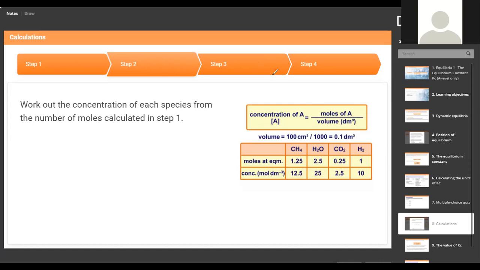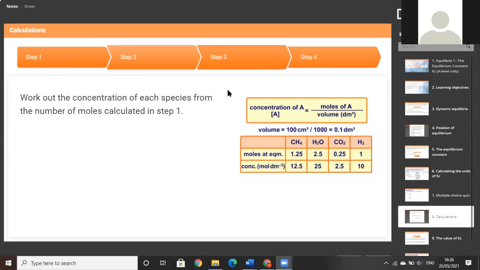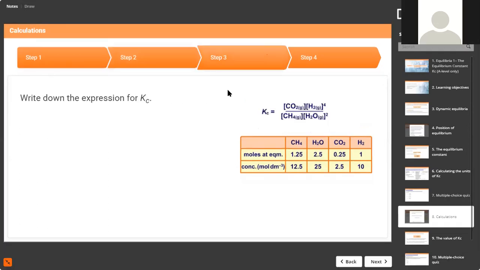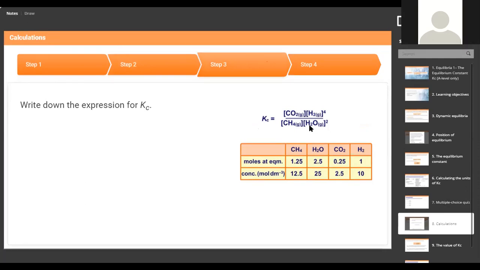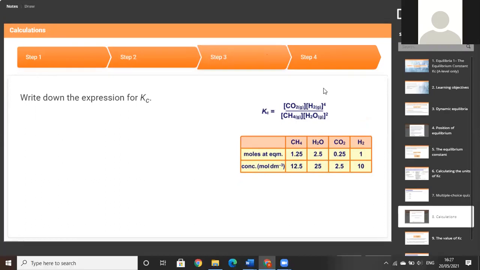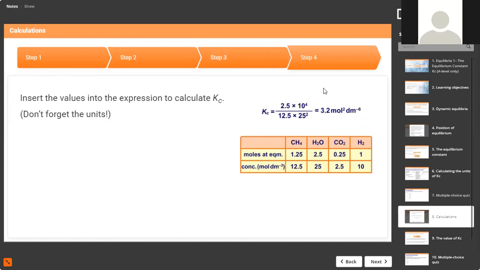Then what we're going to do is, step 3, we're going to write down our expression for Kc. So again, we know that it's going to be products on the top. So we have CO2 and our H2 at the top, CH4, H2O, 2. Then step 4, our final step, we're then going to insert our values into the expressions.